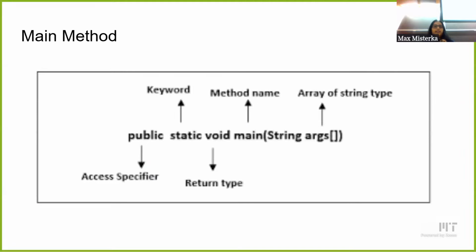So yeah, this is a method. We have public, that's the access specifier, the keyword static, and void return type. So void means that it doesn't return anything. Then we have main, which is the method name, and then String args, which is an array of String types.